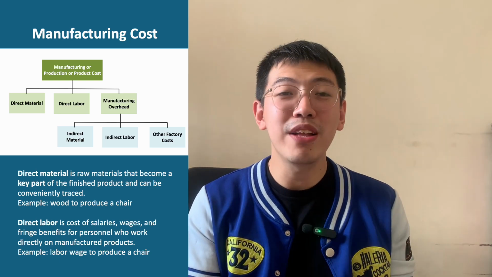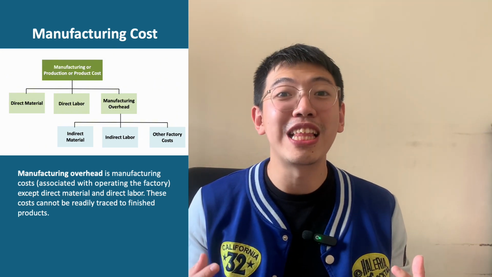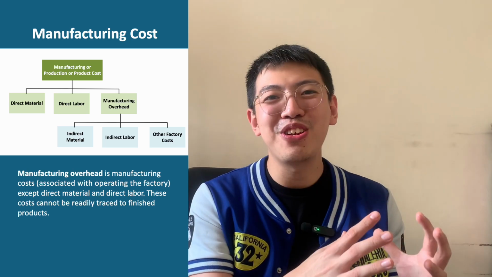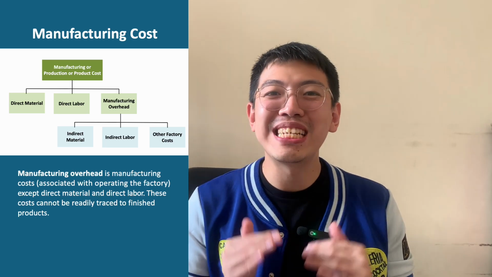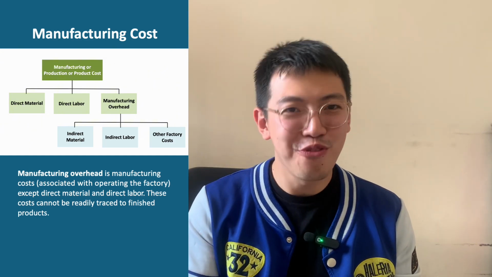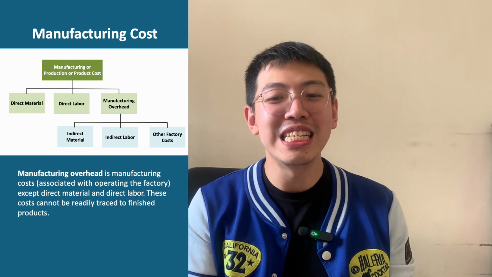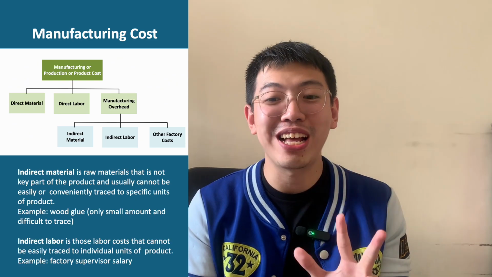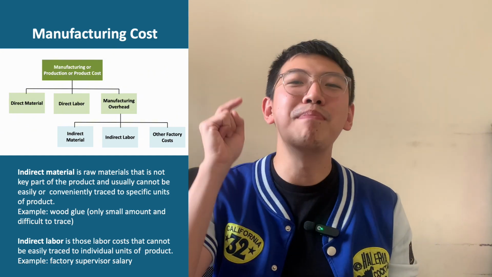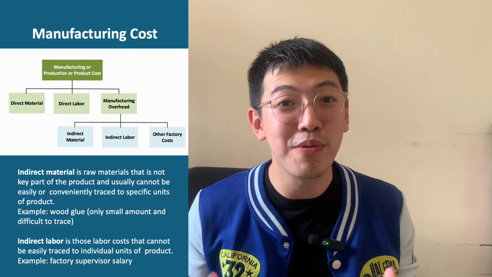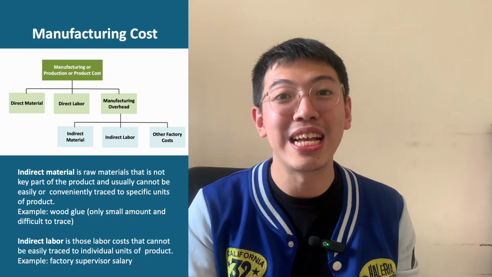The next one is manufacturing overhead. Manufacturing overhead is manufacturing costs that are associated with operating the factory, except direct materials and direct labor. These costs cannot be readily traced to finished product. Let's break them down further. Manufacturing overhead costs consist of indirect material, indirect labor, and other factory overhead. Remember that manufacturing overhead is the cost that occurs in the production process except direct materials and direct labor.